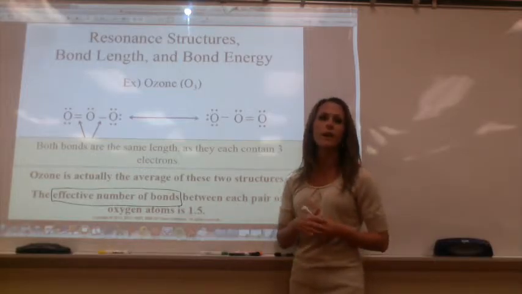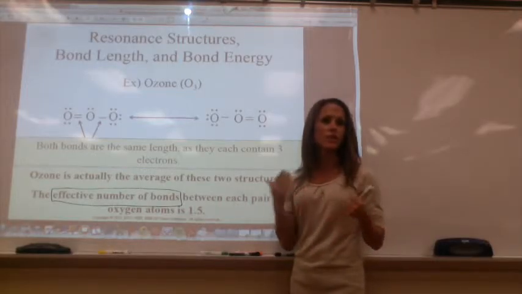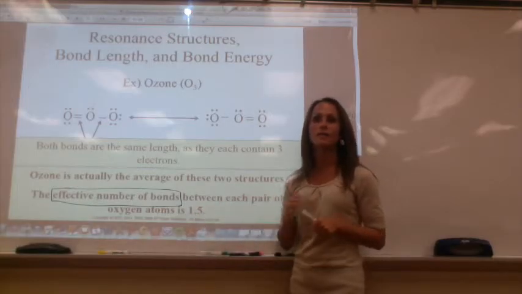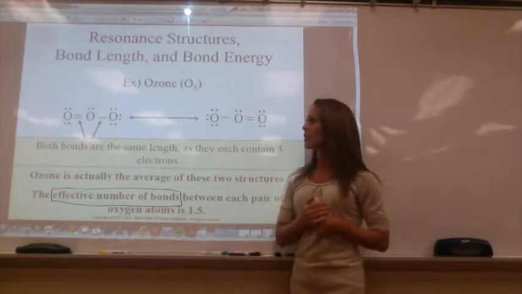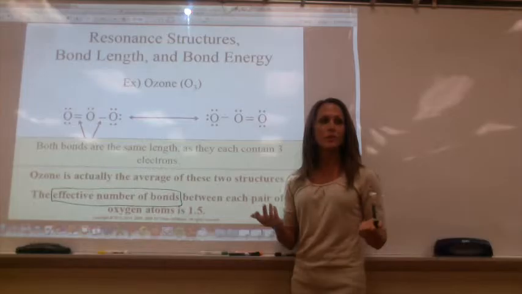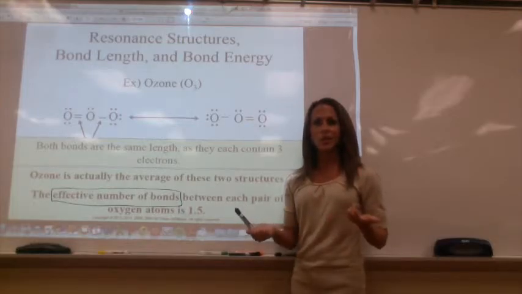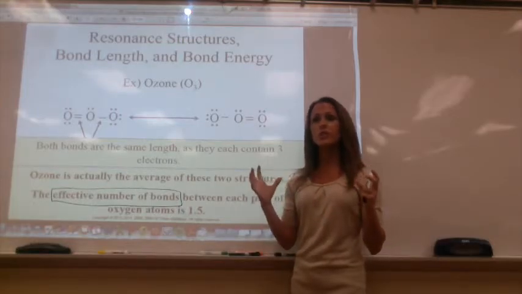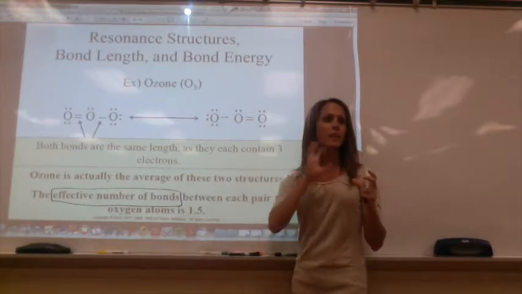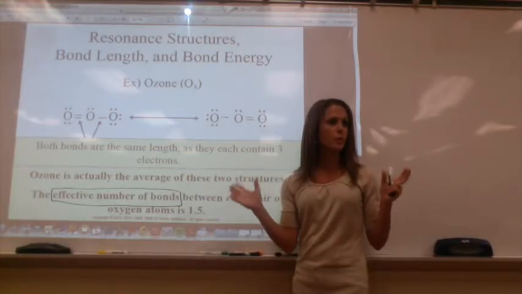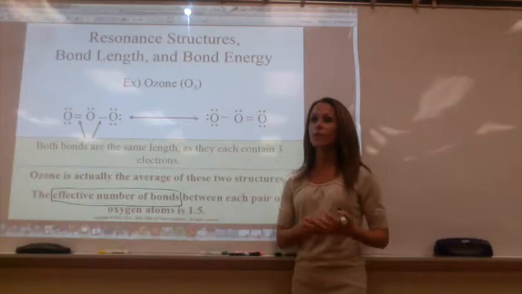So how did I solve that? I'll show you the equation in a second, but how did I come up with 1.5 bonds? How many bonds are there total? How many terminal atoms are there? It's 3 divided by 2. So what you're going to do is evaluate how many bonds this structure is sharing between the terminal atoms. And that tells you really how many there are.